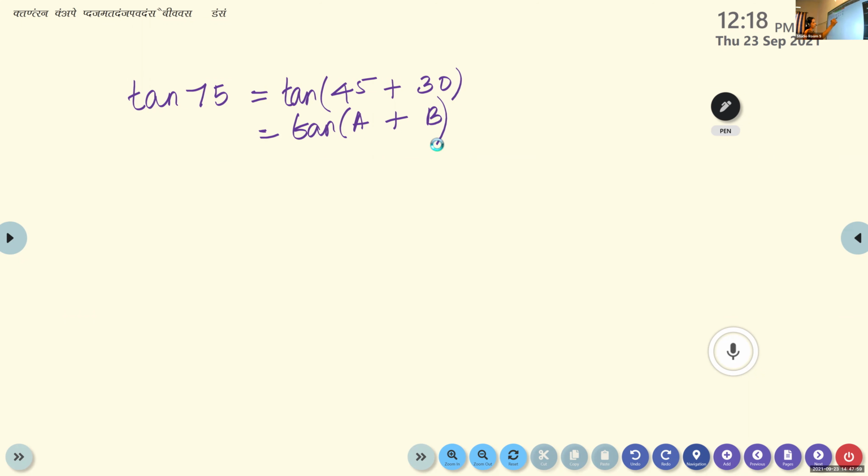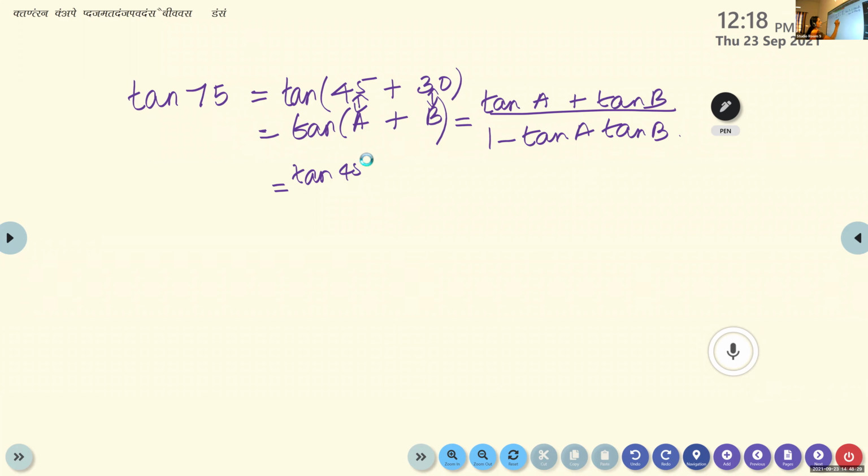Now what is tan of A plus B? Tan A plus tan B by 1 minus tan A tan B. Okay. So now apply this: in the place of A we have 45, B we have 30. So it will become tan 45 plus tan 30 by 1 minus tan 45 into tan 30.